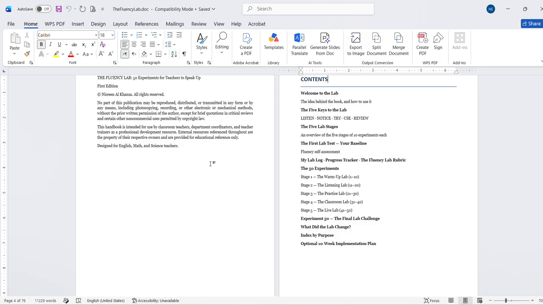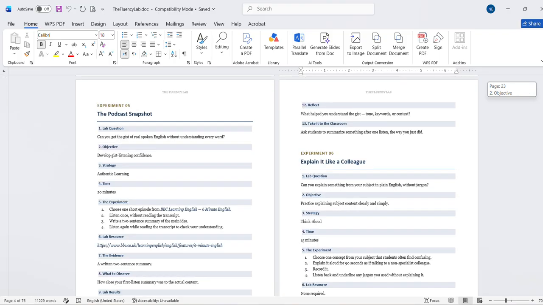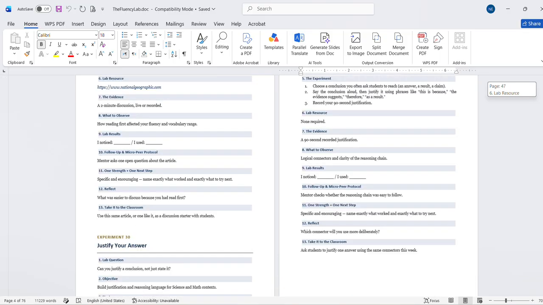Experiment 50 is the final lab challenge. What did this lab change in you? This is a question to be asked of teachers at the end of this course. And there is an index by purpose, which I'll show you at the end. Let me show you first an example.